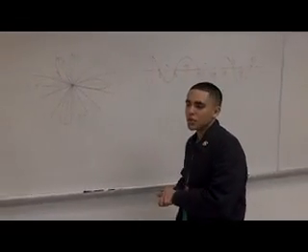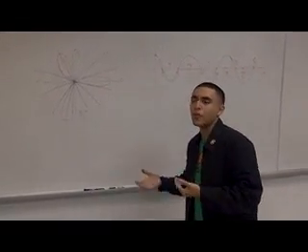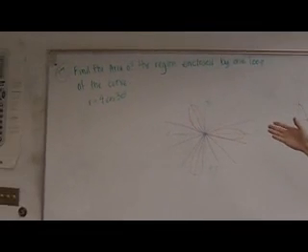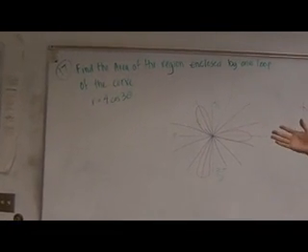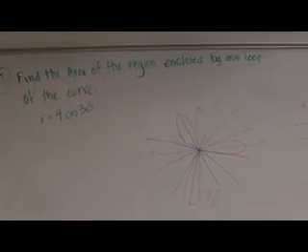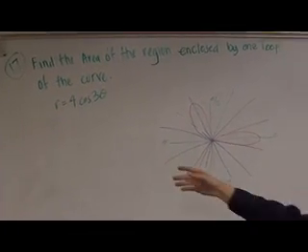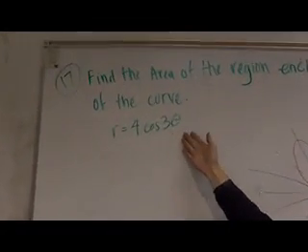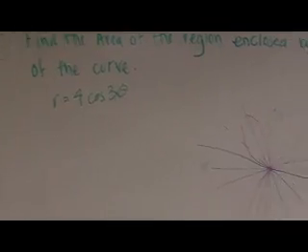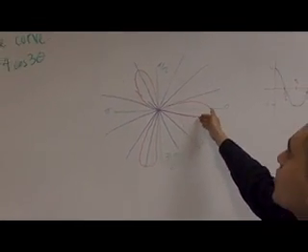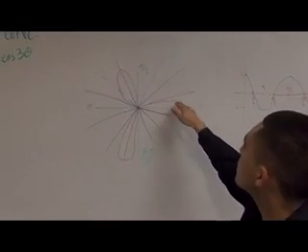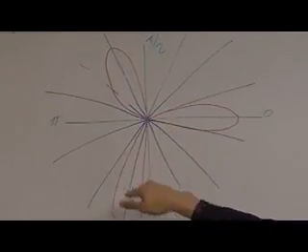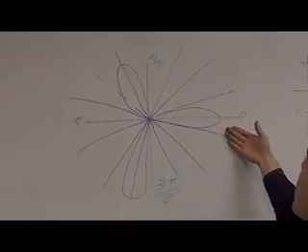Today we're going to be working from section 10.4, number 17. It's asking us to find the area of the region enclosed by one loop of the curve. The curve is 4 cos 3 theta. Now, if we graph it out, this is what it will come out to. The red portion would be the entire graph. And we're just trying to find one loop.